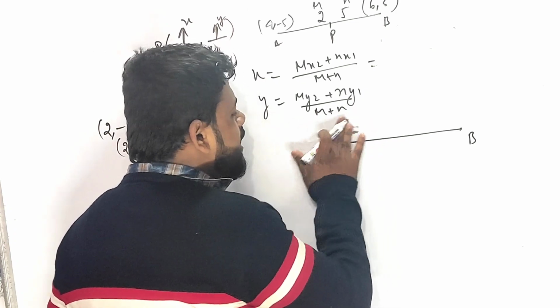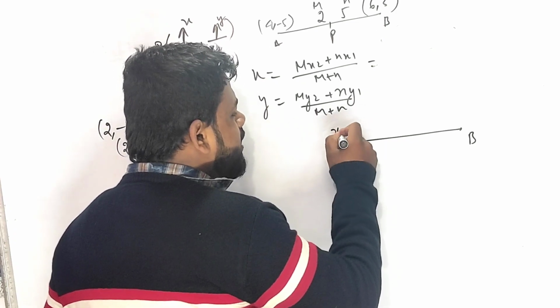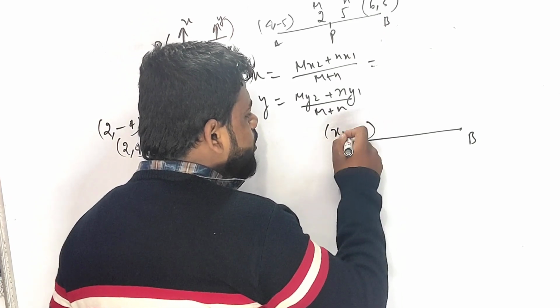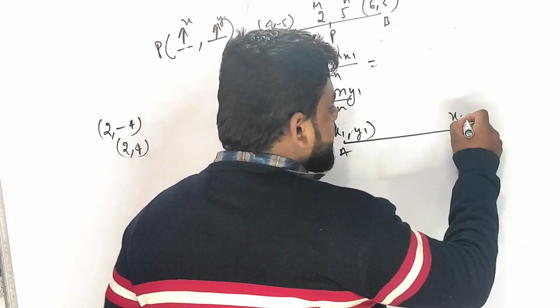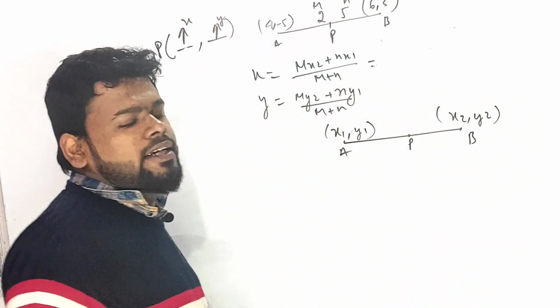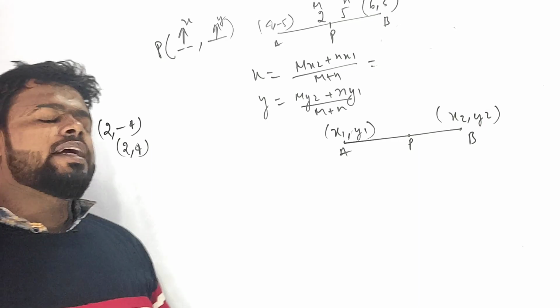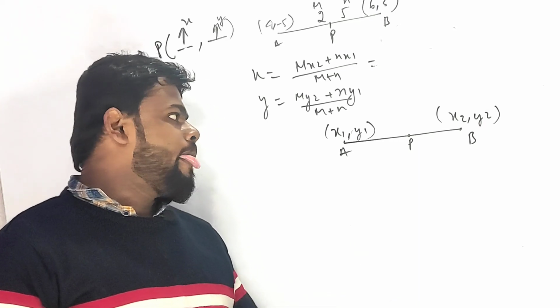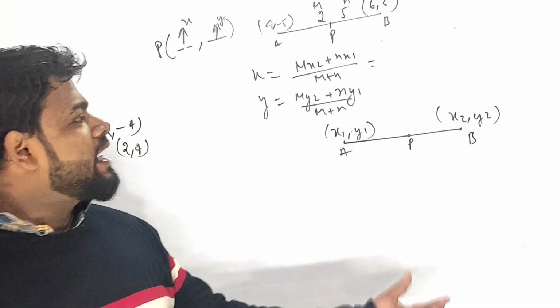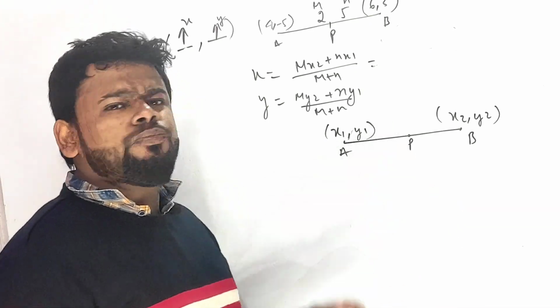Suppose A is given as x1, y1, and B is given as x2, y2. Now you have to take out the point P. Can you take out the point P? Yes. How can you take it out? Let us understand midpoint. What is the midpoint of A and B? I will be saying, find the midpoint of A and B. Can you find it as midpoint?